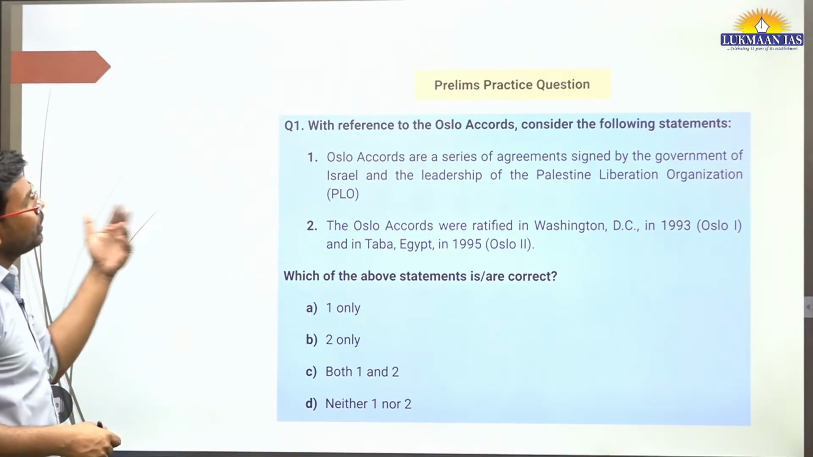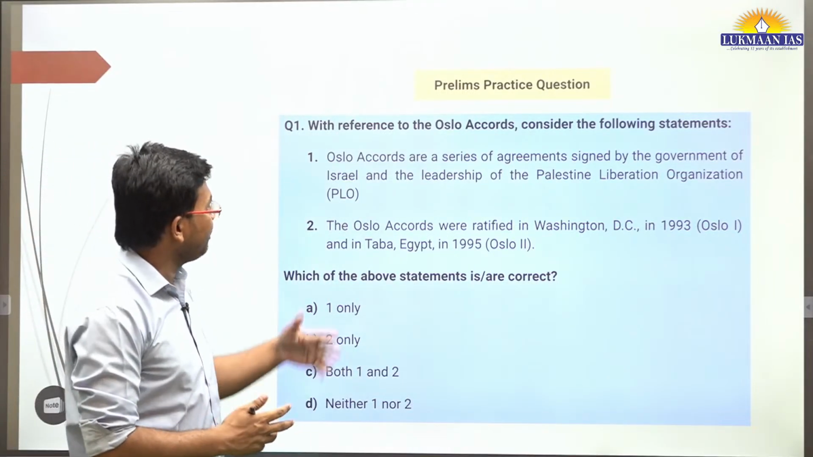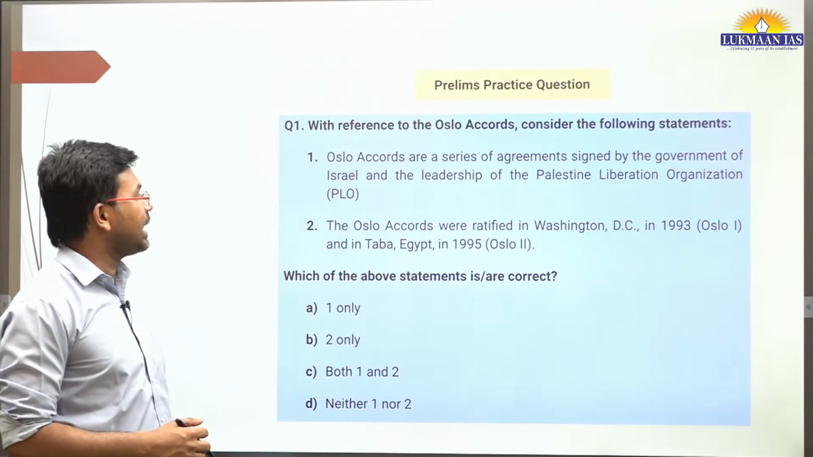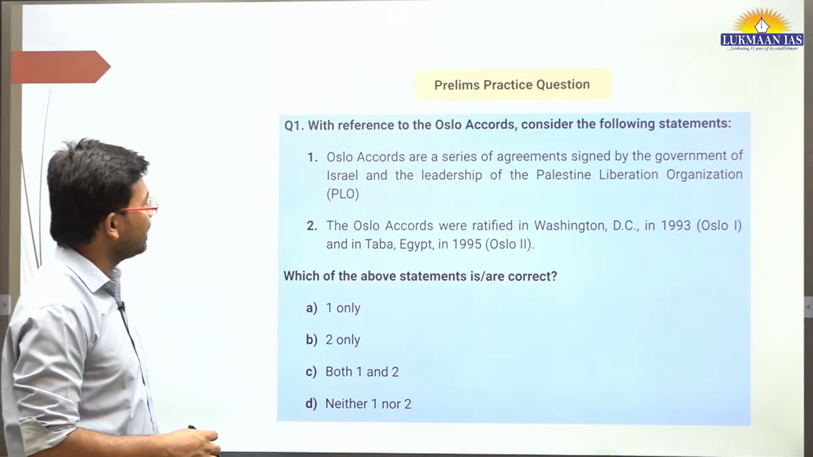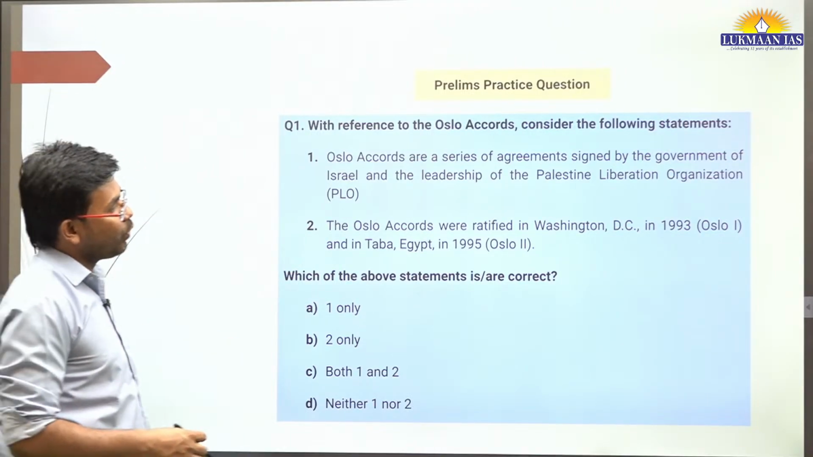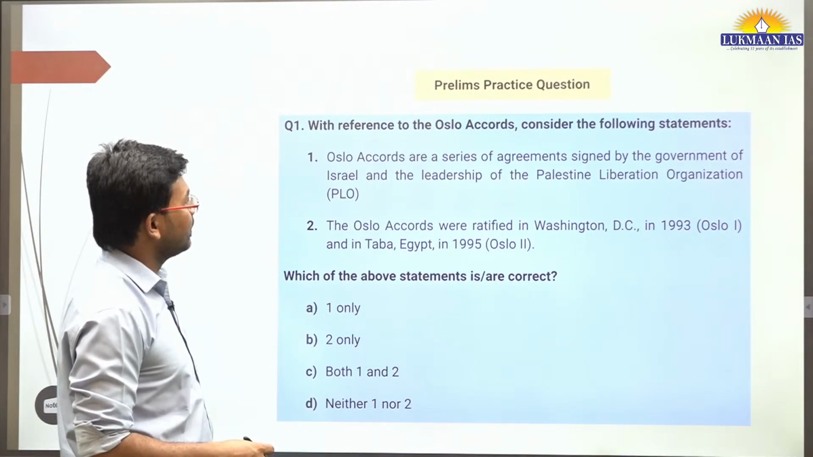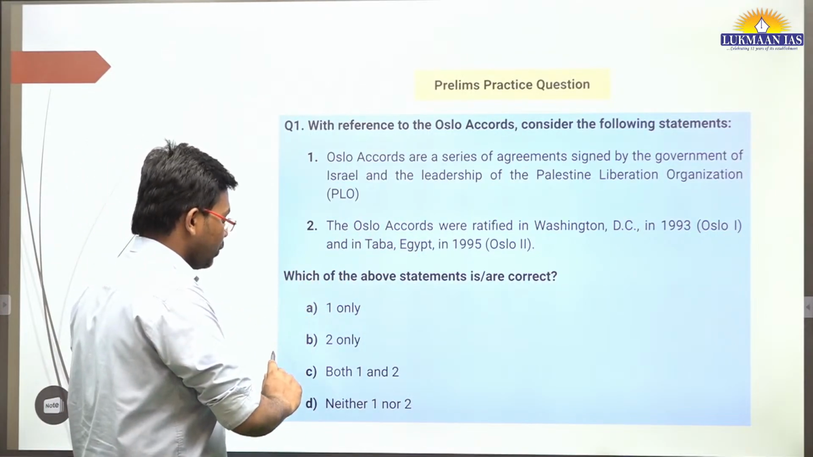It says, with reference to Oslo Accords, consider the following statements. Oslo Accords are a series of agreements signed by the government of Israel and the leadership of the Palestine Liberation Organization. This is right. The Oslo Accords were ratified in Washington, D.C. in 1993, Oslo 1, and in Taba, Egypt, in 1995, Oslo 2. Both are correct to my viewpoint.